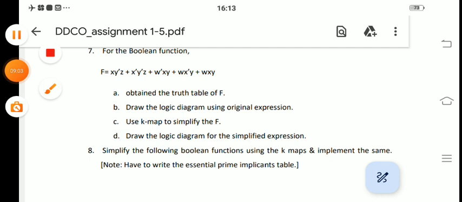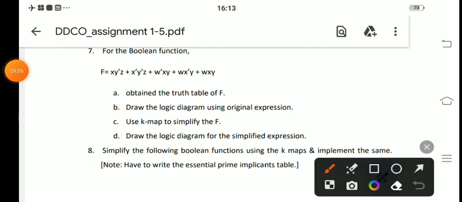Next, use the K-map to simplify the f. To simplify this function, they have asked us to use the K-map. So use the 4 variable K-map. I have already explained how to solve using the K-map. Then draw the logic diagram for the simplified expression. Whatever expression you get at the last after solving using the K-map, you have to implement the same. What you did in the B question, the same has to be done for the answer you will get after solving in C.